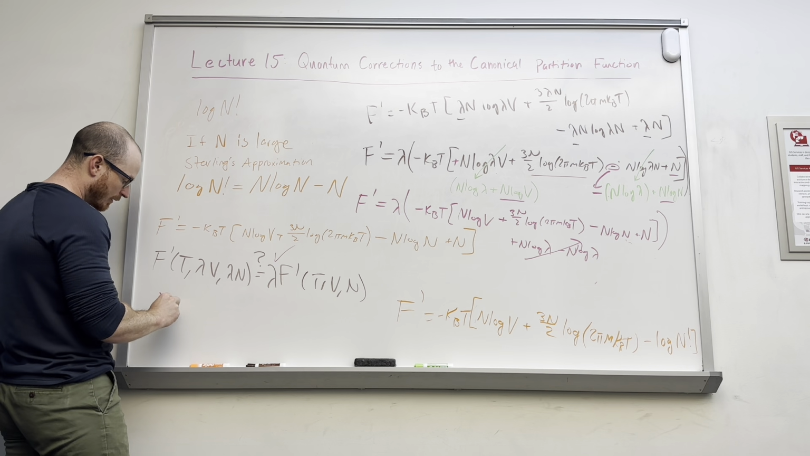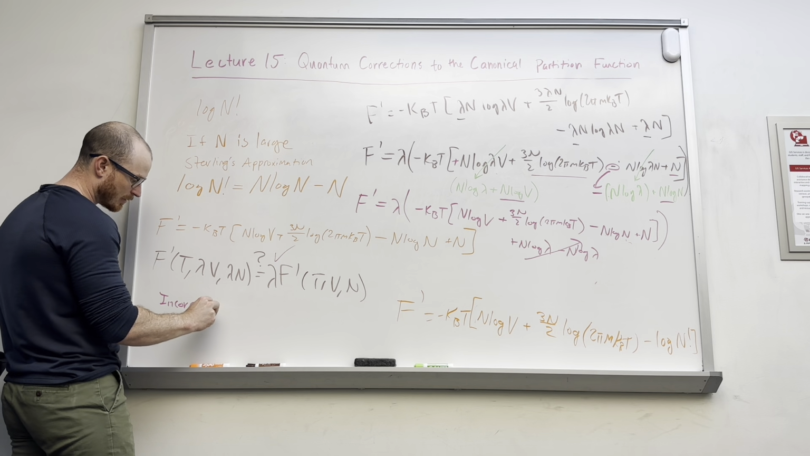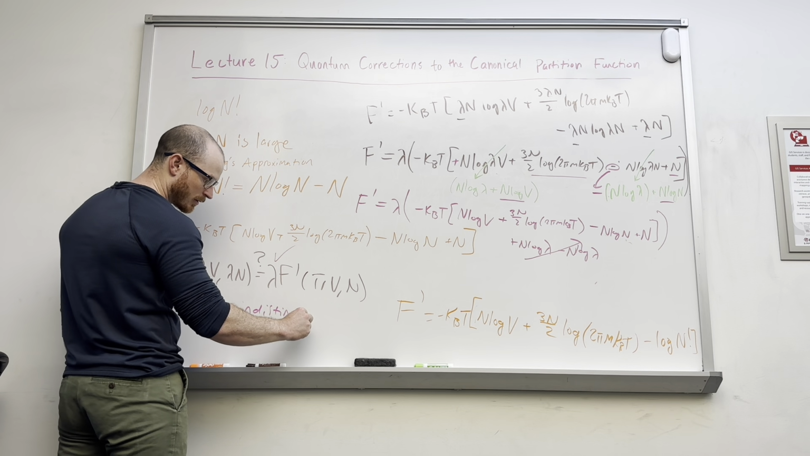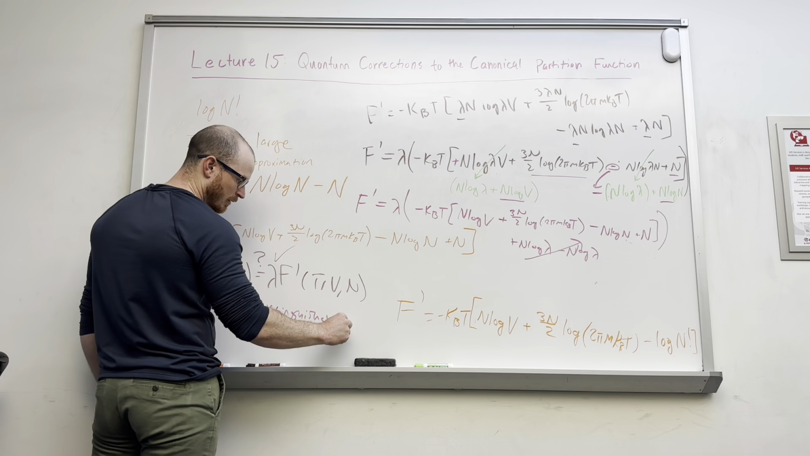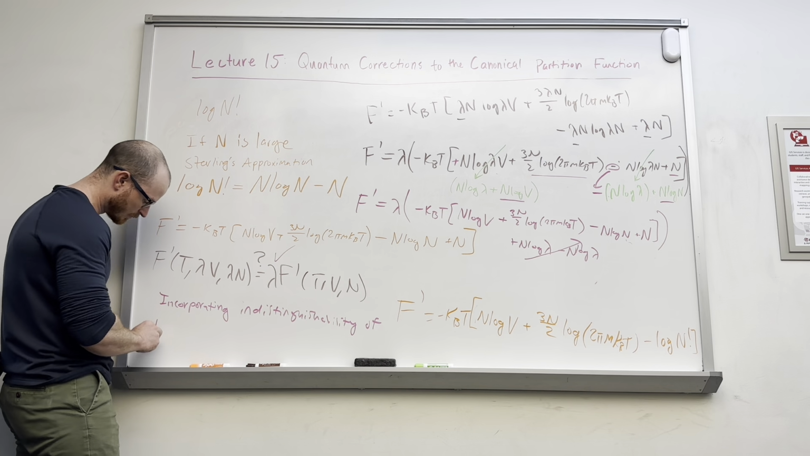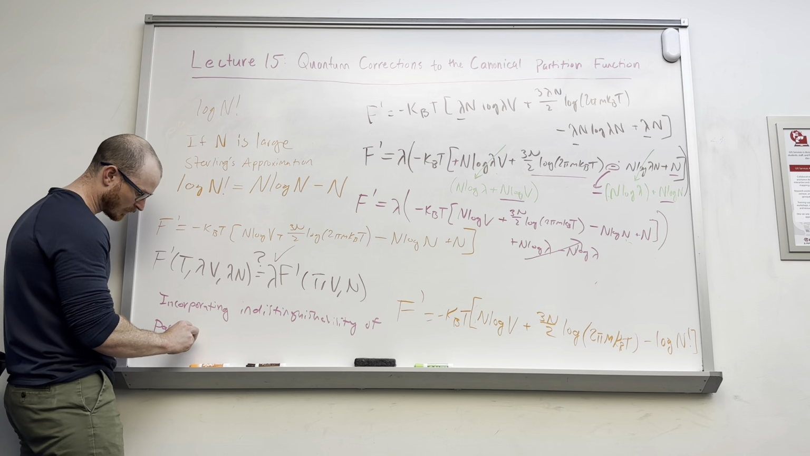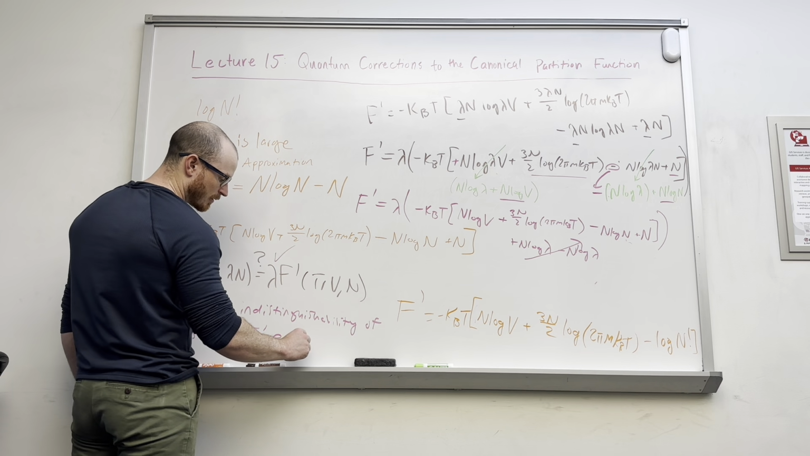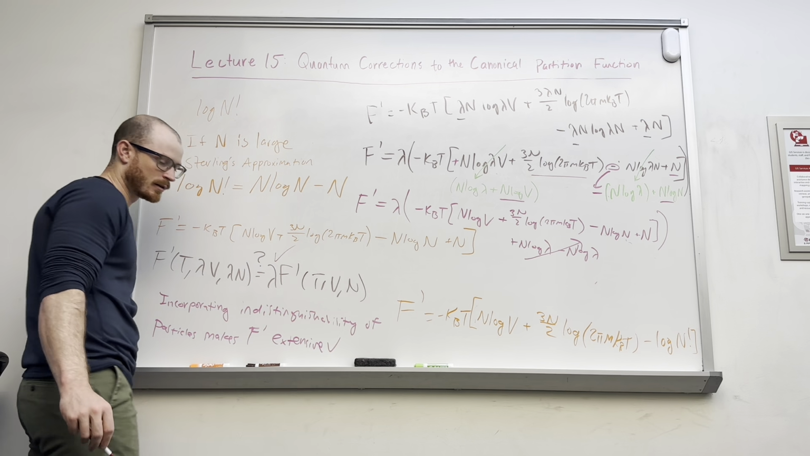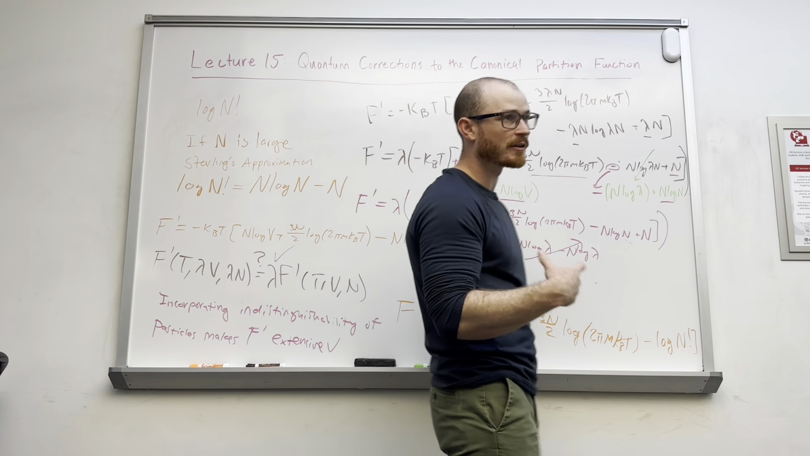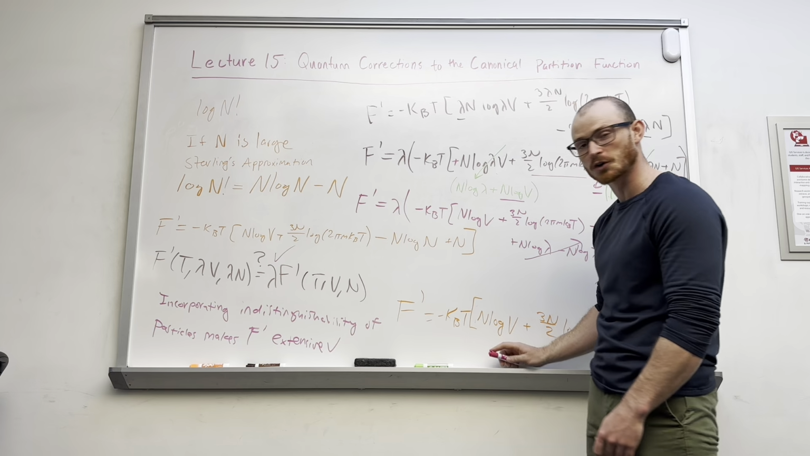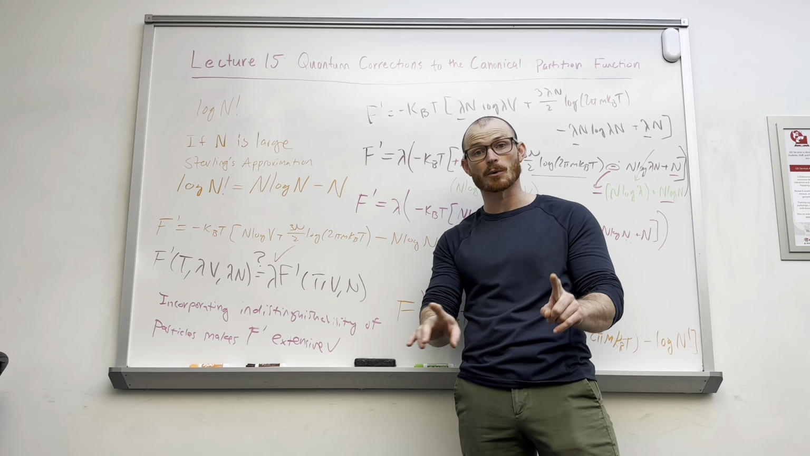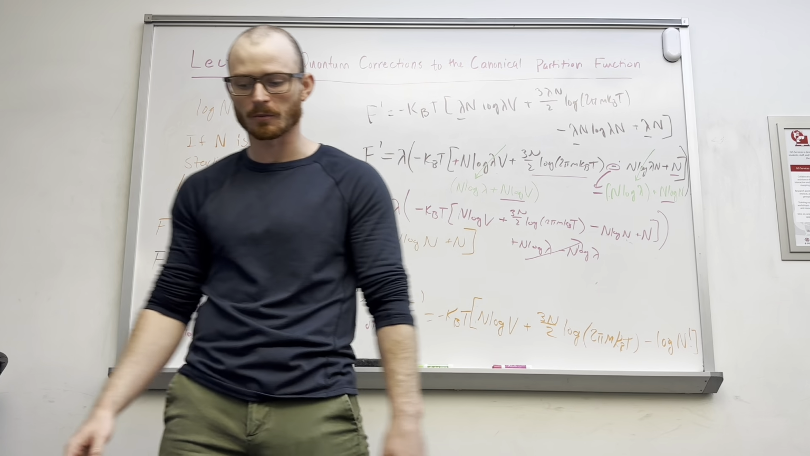So incorporating indistinguishability of particles makes our Helmholtz free energy f prime extensive. This is big. This allows us to now have a consistency with thermodynamics, which is great. And all we had to do was notice that each of these particles could not be labeled as if they were individual particles. They're indistinguishable from one another.